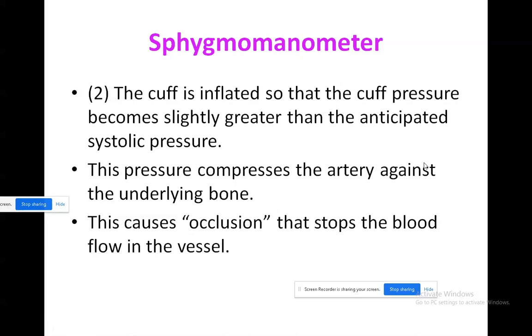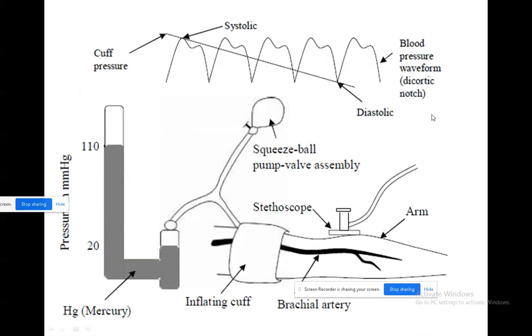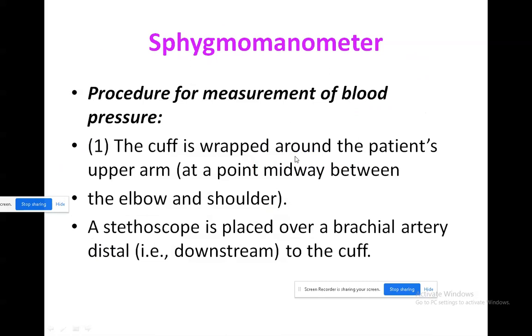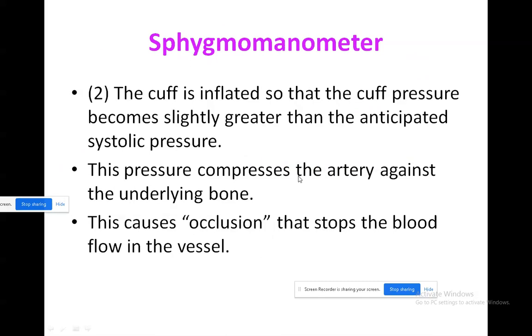Second point, the cuff is inflated so that the cuff pressure becomes slightly greater than the anticipated systolic pressure. So when you are pressing the squeeze ball, the pressure will be increased slightly greater than your systolic pressure. This pressure will compress the artery against the underlying bone. This will cause occlusion, which will stop the blood flow in the blood vessels.